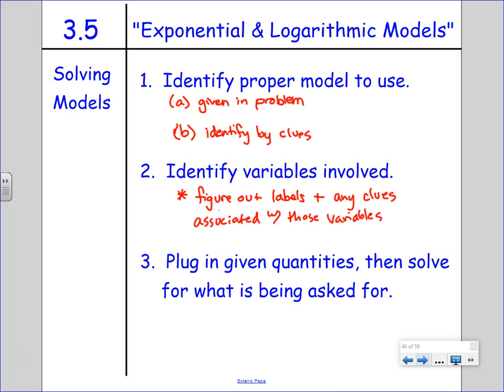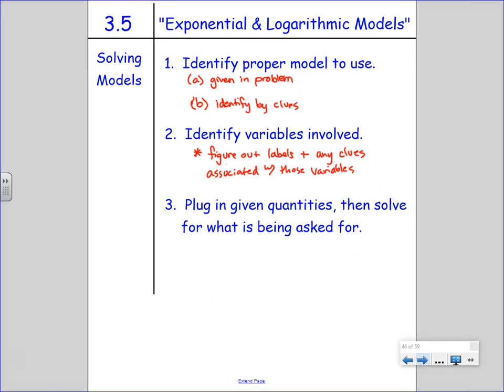And then number 3, finally. Once you've figured out the labels, figured out what the variables actually stand for, and you're able to match any clues with those variables, then number 3 says, hey, plug in different quantities. Plug in what you have. Once you've figured out what those given values are for, then plug in and solve for what's being asked for. However, one quick note on this one too.